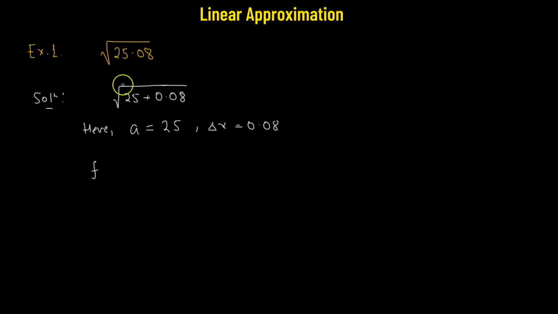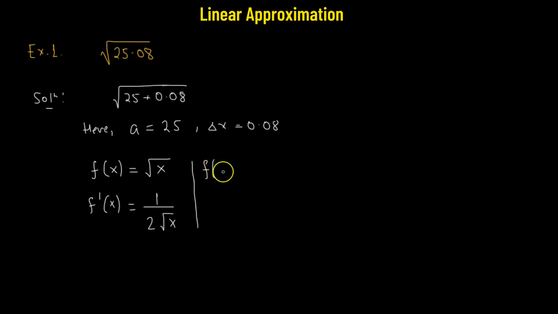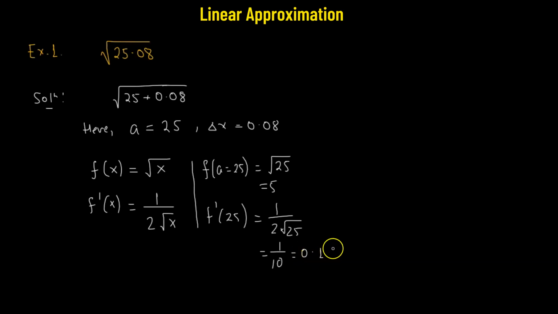Now, if we look at this particular function, it has the form f of x equals square root of x. We can take its derivative with respect to x, and this is going to give us 1 over 2 times square root of x. Now that we have the value of f of x and f prime of x, we can calculate the value of this function at x equals 25, or a equals 25, which would mean the same thing. So we have square root of 25, and this value is 5, and f prime of 25 will be 1 over 2 times square root of 25, which is 1 over 10 or 0.1.